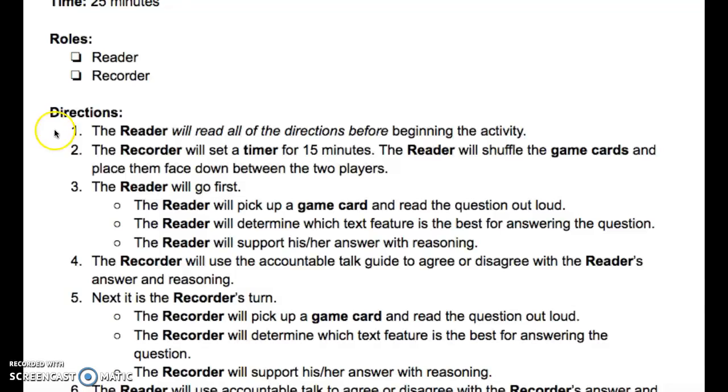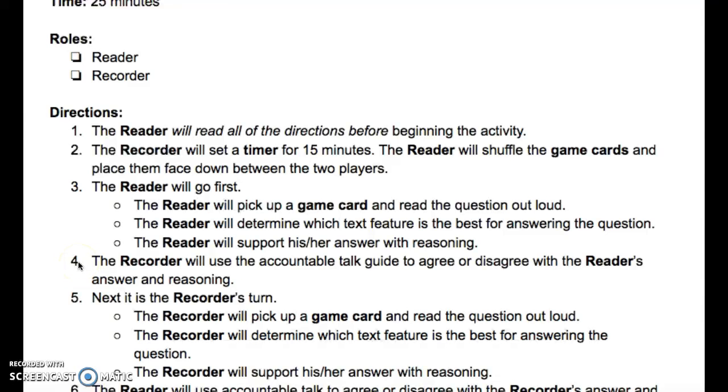Here are the directions. First, the reader will read all of the directions before beginning the activity. Secondly, the recorder will set a timer for 15 minutes. The reader will shuffle the game cards and place them face down between the two players. Third, the reader will go first. The reader will pick up a game card and read the question out loud. The reader will determine which text feature is the best for answering the question. The reader will support his or her answer with reasoning. So the reader needs to say why they think that.